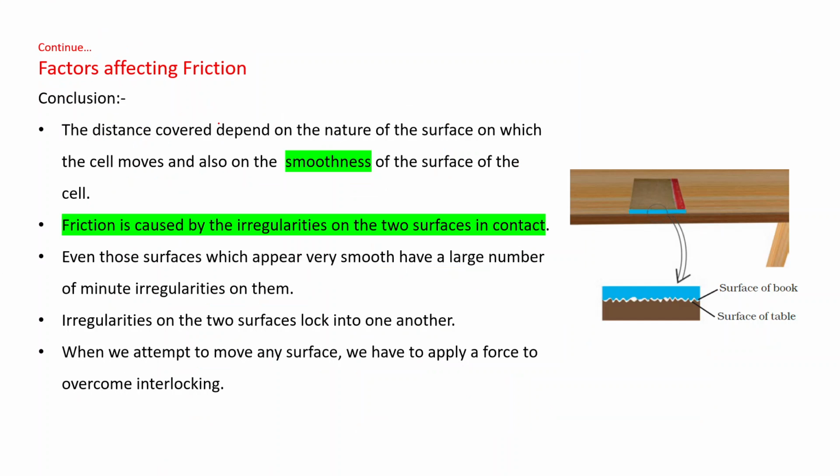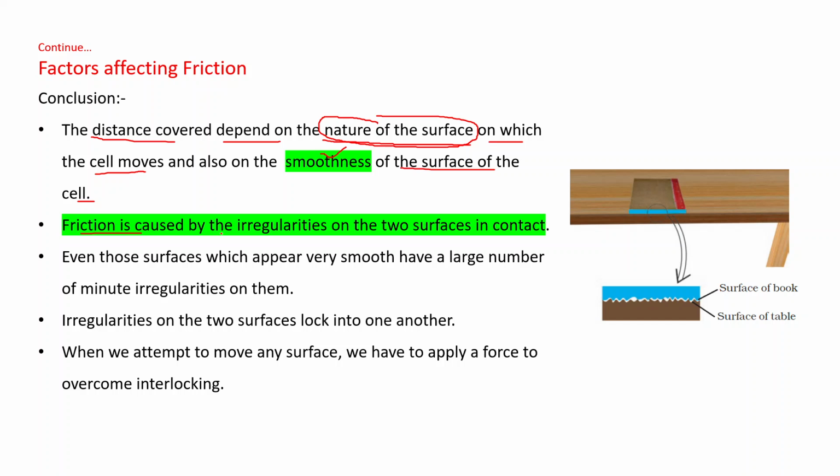Now from these activities, we can conclude that the distance covered depends on the nature of the surface. Now this nature of the surface may be rough or smooth. If a smooth surface is there, the distance covered is more. It depends on the surface on which the cell moves and also on the smoothness of the surface of the cell.